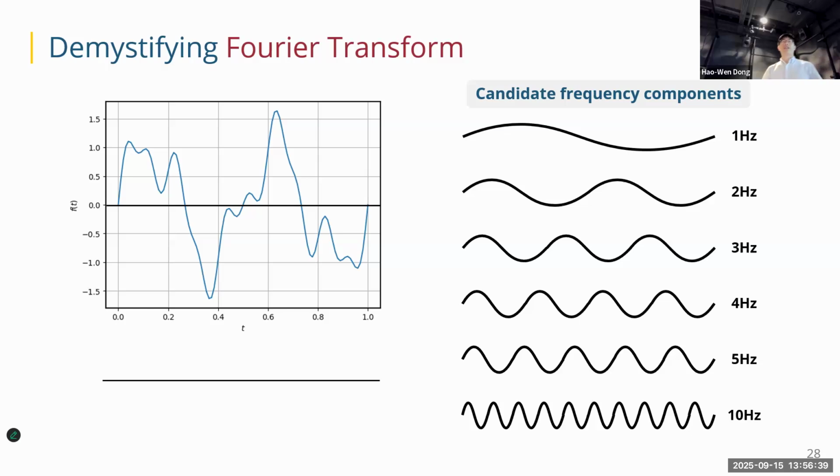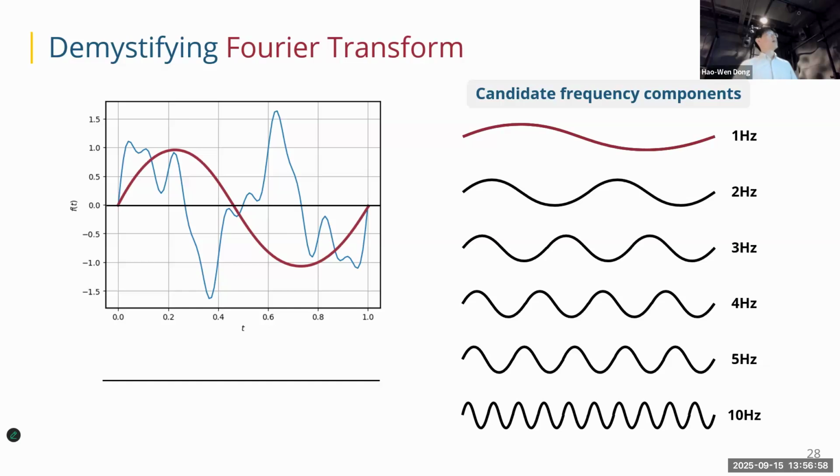It's not about just staring at it and getting all the frequency components, but rather we have all the different candidate frequency components, from 1 Hertz to 10 Hertz. Now what we are trying to do is grab 1 Hertz and see whether it's inside the signal.